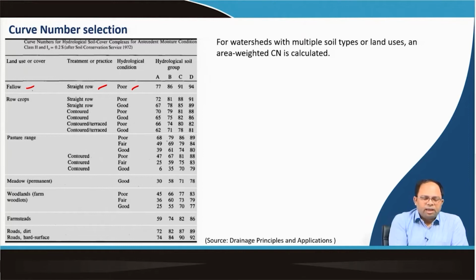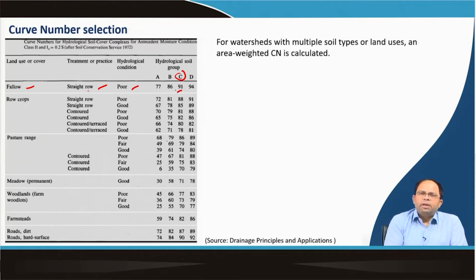So, if it is a fallow land with straight row with poor hydrologic condition and soil group as C, this 91 is the curve number for antecedent moisture condition 2. Now, if it is moisture condition 1 or 3, you have to again multiply it with the factors given and get to the actual curve number.